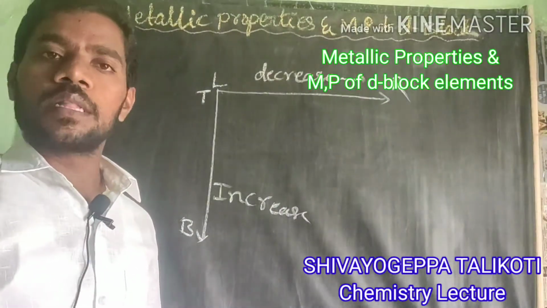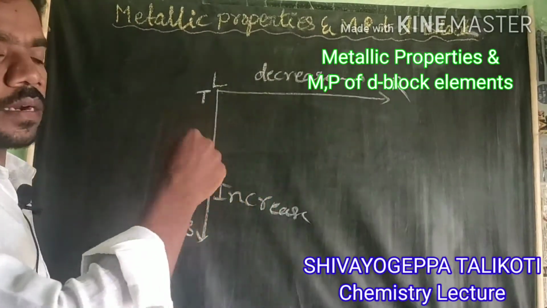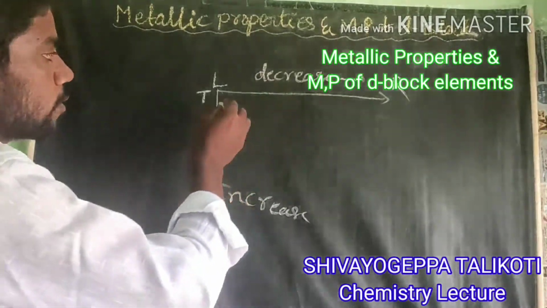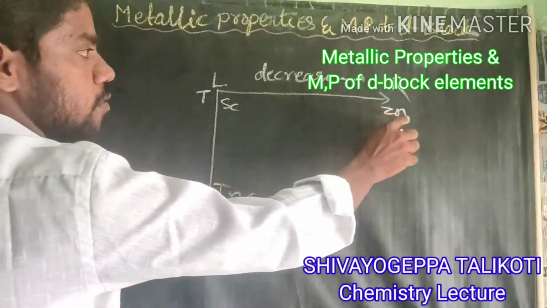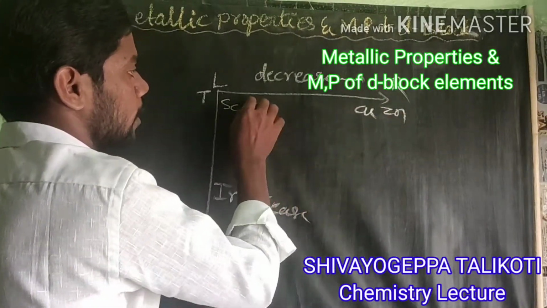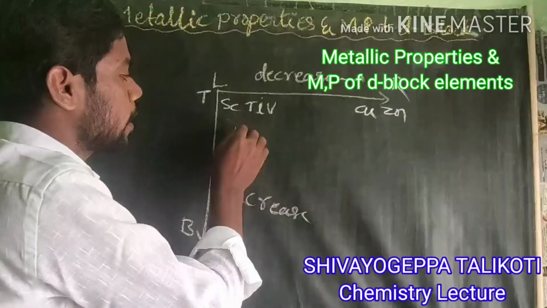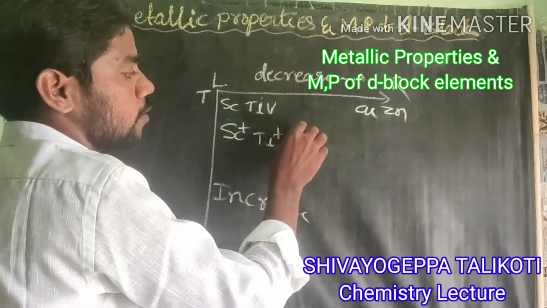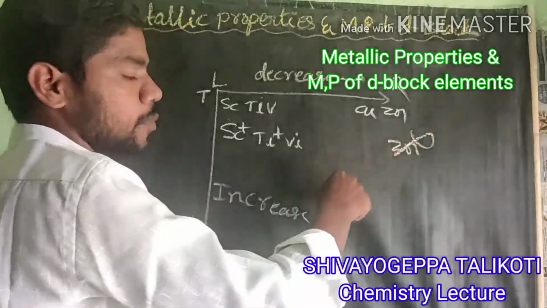Why is it like this? It is very simple. From left to right, the tendency of atoms to lose electrons decreases. For example, take scandium to zinc. Zinc does not lose the electron easily. For scandium, titanium and vanadium, one unpaired electron is there, and one electron is easily lost, forming scandium plus, then titanium plus, and so on. They lose the outermost electron. But zinc does not lose the electron that easily.